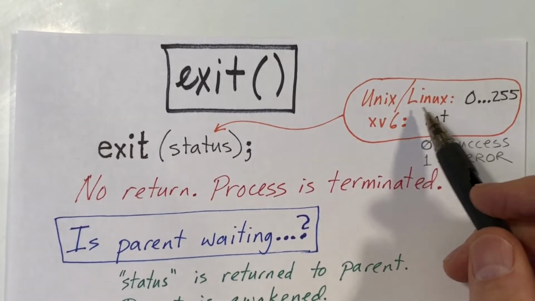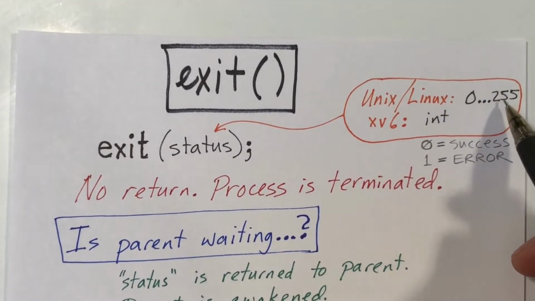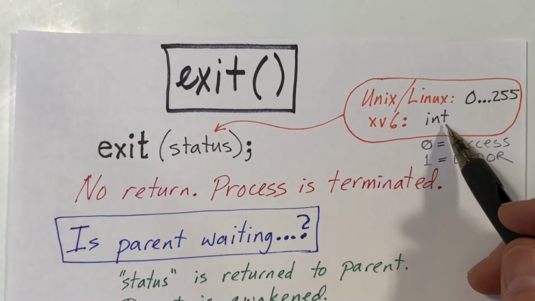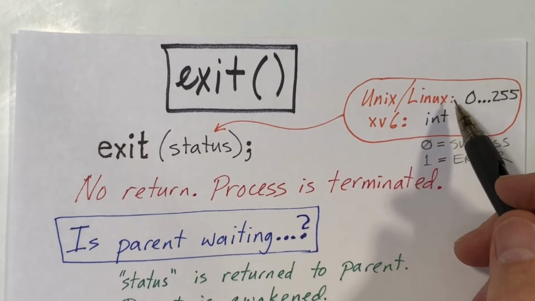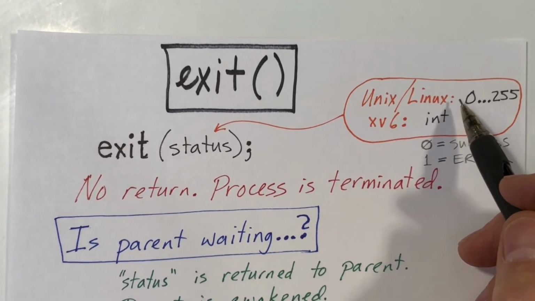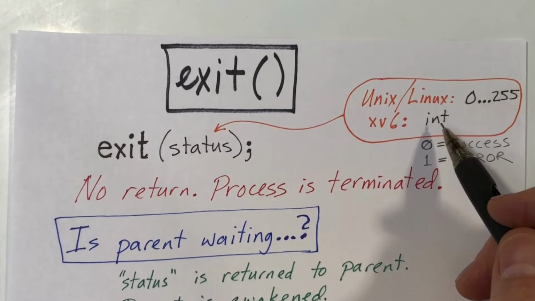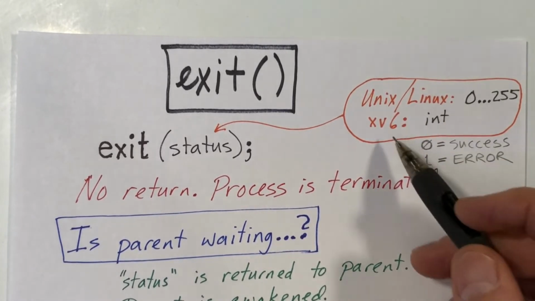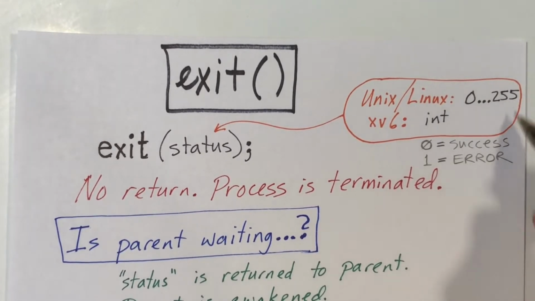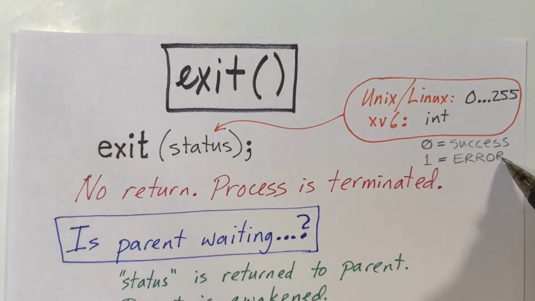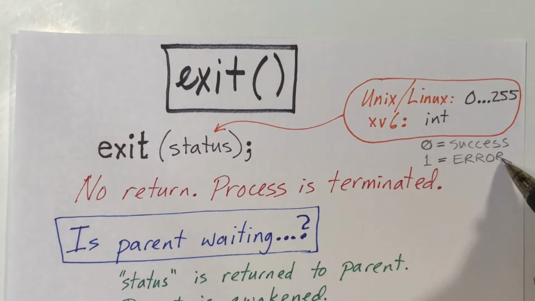On Unix and Linux, the exit status is an 8-bit positive number, and on xv6 it's a 32-bit integer, but that's not really relevant. On Unix and Linux, the upper bits are used to communicate additional information to the other process, such as what signals cause the process to terminate and so on. But in xv6 there are no signals, so we can just use 32 bits. But in both Unix, Linux, and xv6, 0 is used to indicate that the process terminated with success, whatever that might mean for the process. And any other positive value is used to indicate that there was an error in the process.